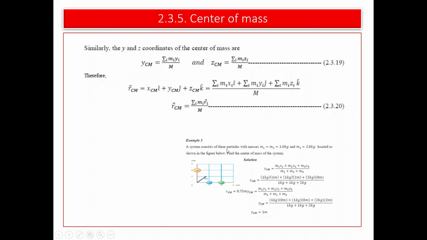The system consists of 3 particles, m1 is 1 kg, m2 is 2 kg. X center of mass is the sum of m x over the masses, and we have 3 masses, so we add all three terms. m1 is 1 kg, so x1 is 1, and x3 is 0 because the third mass is on the y-axis, where the x value is 0. Then divide by the total mass to get x center of mass. For y center of mass, m1 y1 is 0, y2 is 0, and y3 is already known. So these are 0, 0, and finally the y center of mass is computed.